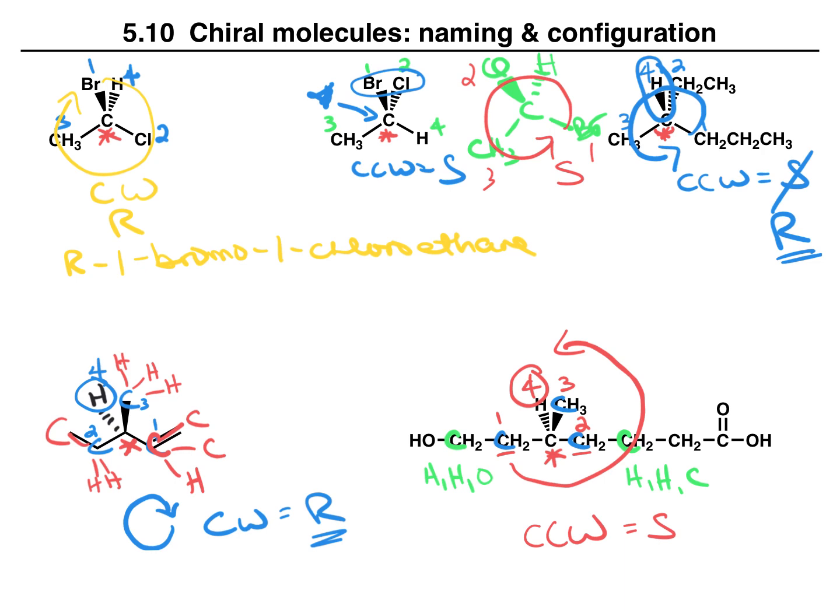Once we have assigned priority, when we want to then assign R or S configuration, if the lowest priority is back, then moving 1, 2, 3 clockwise gives us R. Moving 1, 2, 3 counterclockwise gives us S.